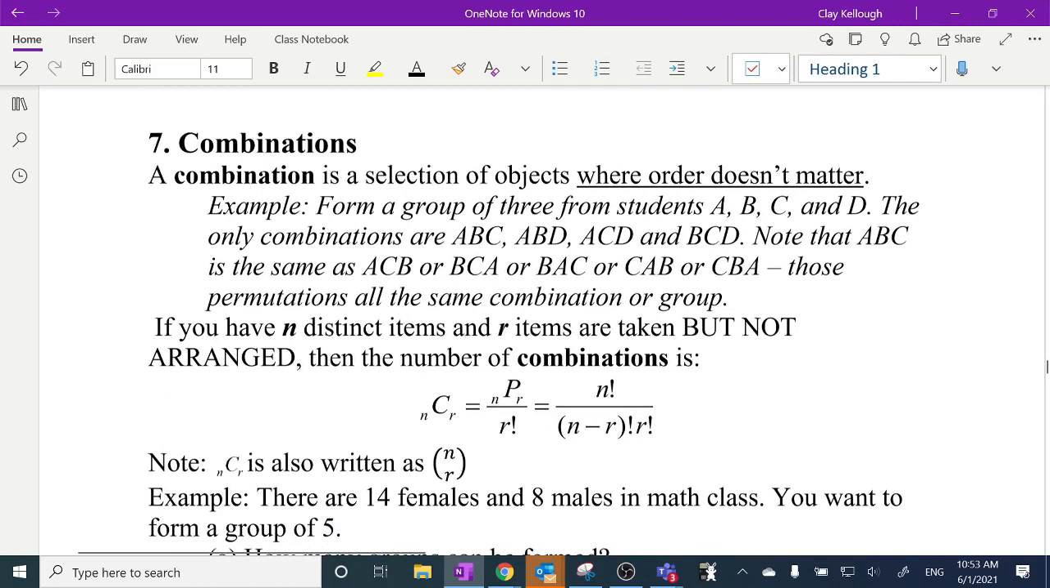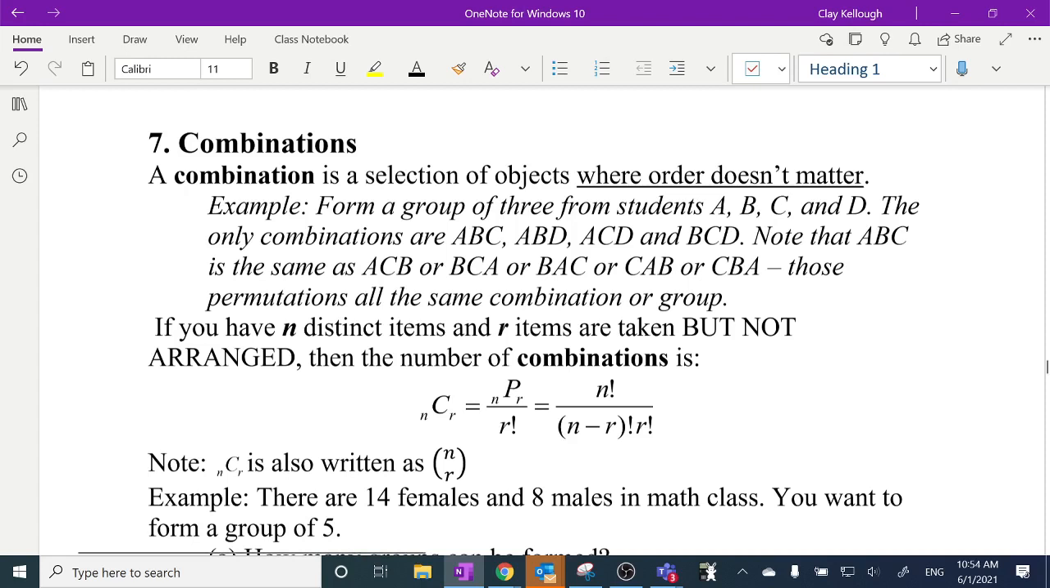Here's a good example. Let's say I want to form a group of 3 from 4 students. I have students A, B, C, and D: Alfred, Betty, Charlie, and Dave. The only combinations are ABC, ABD, ACD, BCD. Note, why did I stop counting? Because notice that ABC is the same as ACB, or BCA, or BAC, or CAB, or CBA. Those are all the same 3 people. If the order that I select them in doesn't matter, I have a far smaller number than I would have had if I was counting arrangements when I was doing permutations.